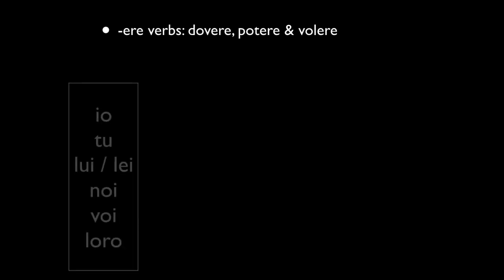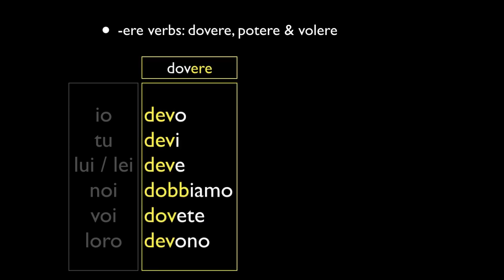So here are the subject pronouns there on the left. We'll talk about the conjugations first. Dovere is as follows. Devo, I have to. Devi, you have to. Deve, he, she, you formal has to. Dobbiamo, we have to. Dovete, you all have to. Devono, they have to. Now notice how this one is just all over the place.